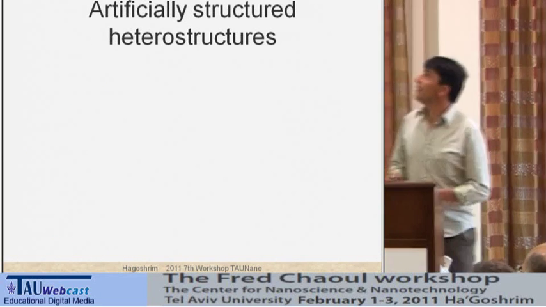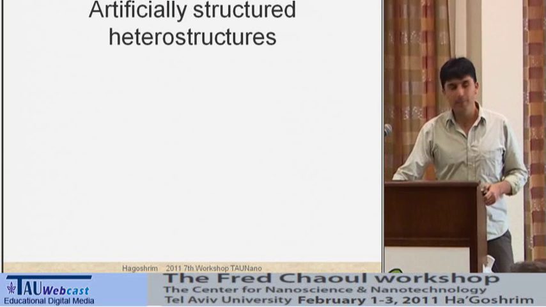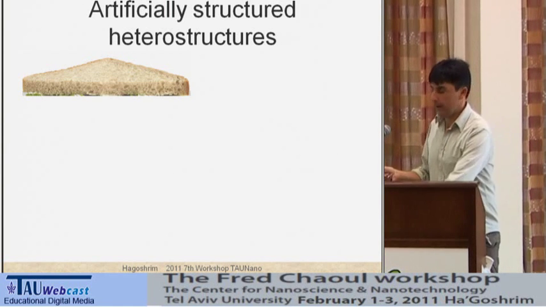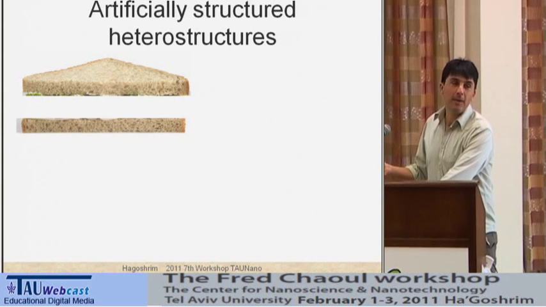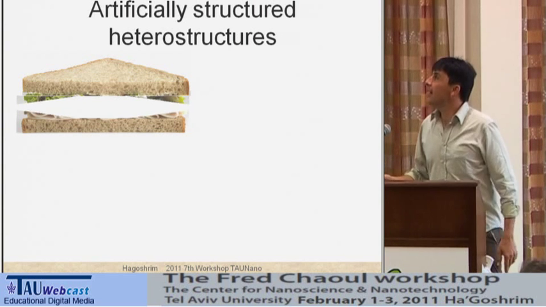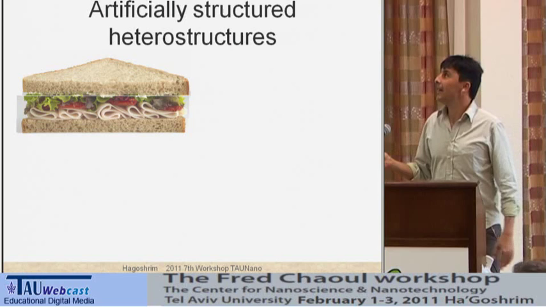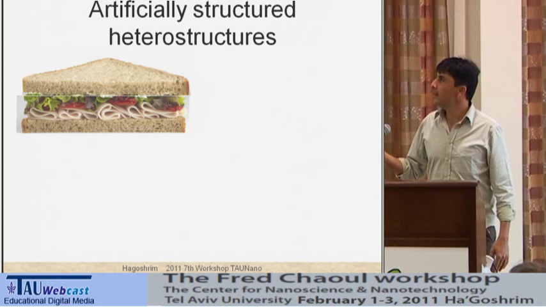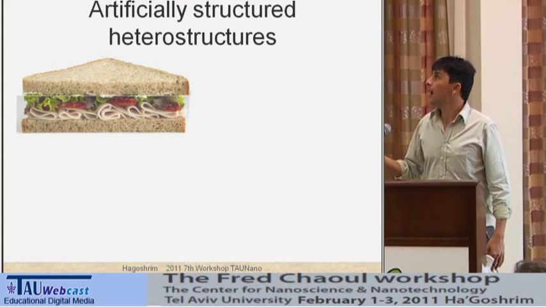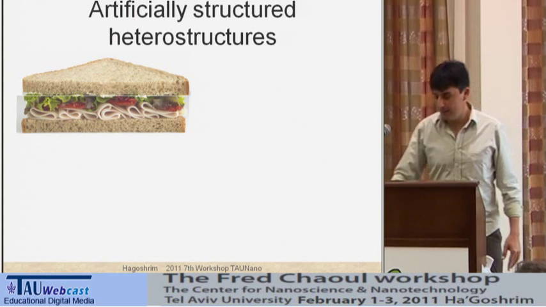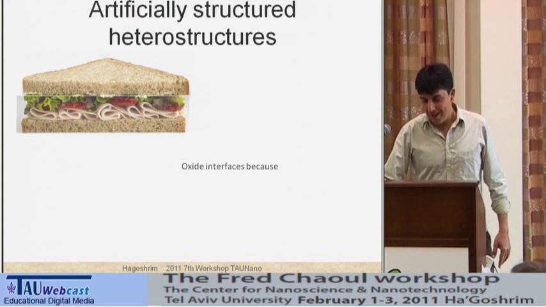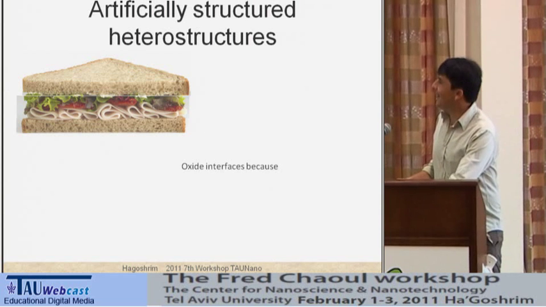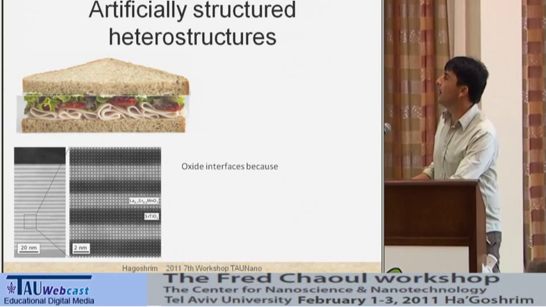So artificially structured heterostructures: basically what we want to do is take one material and add another material, and then miraculously something new appears in between, and we hope that this thing is interesting. I'm a vegetarian, but this could be interesting, I don't know. And we're studying oxide interfaces, and why?